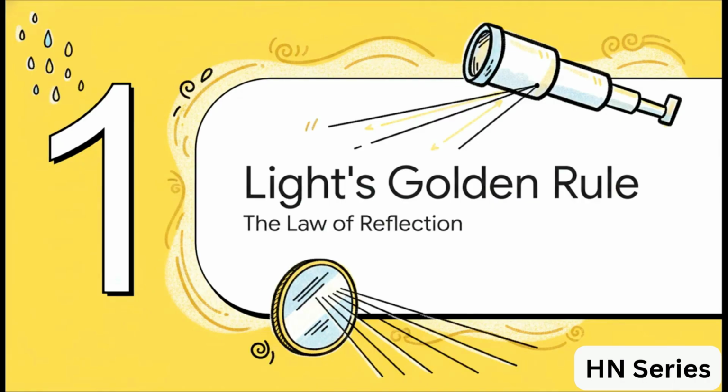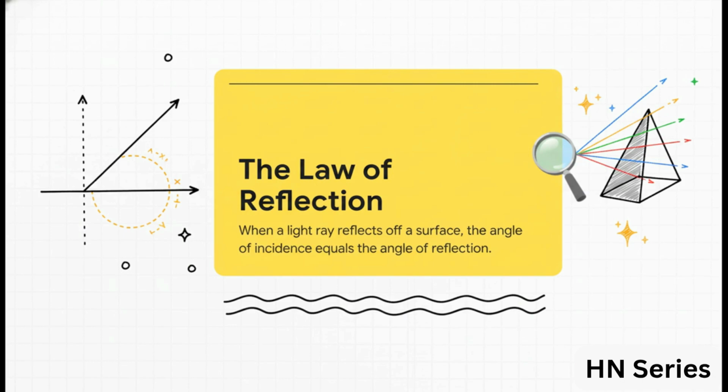Literally. And believe it or not, every single reflection you've ever seen, whether it's in a shiny spoon or a calm lake, is governed by one incredibly simple, really elegant rule. You can almost call it a golden rule for light itself. And there it is, the law of reflection. Now, I know that sounds super technical, right? Angle of incidence, angle of reflection, but the idea behind it is so simple. It's really just about how things bounce. So let's break down what those terms actually mean.